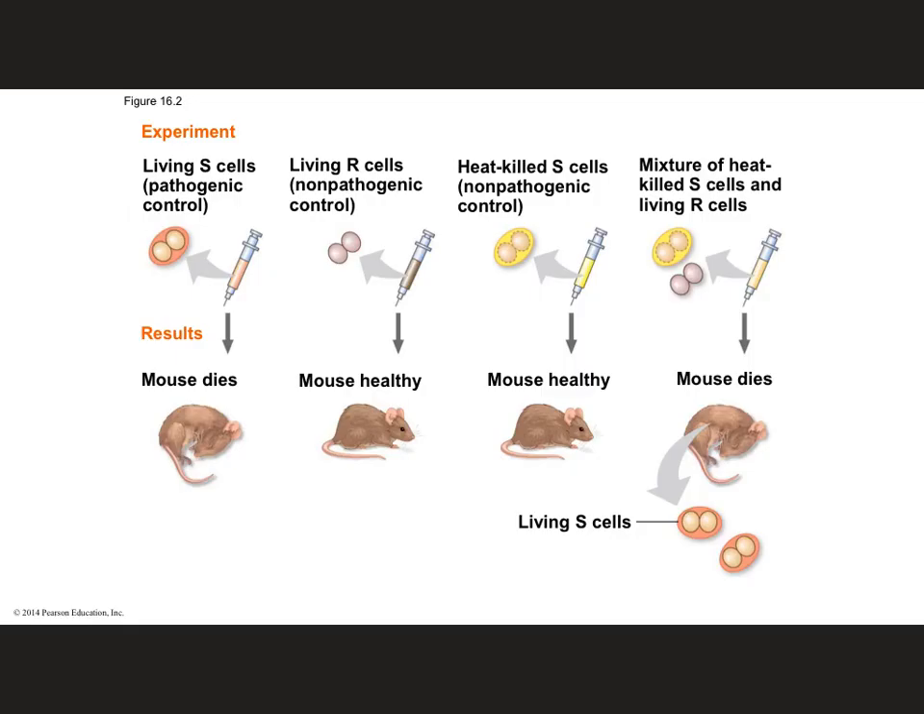The discovery of the genetic role of DNA began with research by Frederick Griffith in 1928. Griffith worked with 2 strains of Streptococcus pneumoniae, which are bacterium. One was pathogenic and one was harmless.